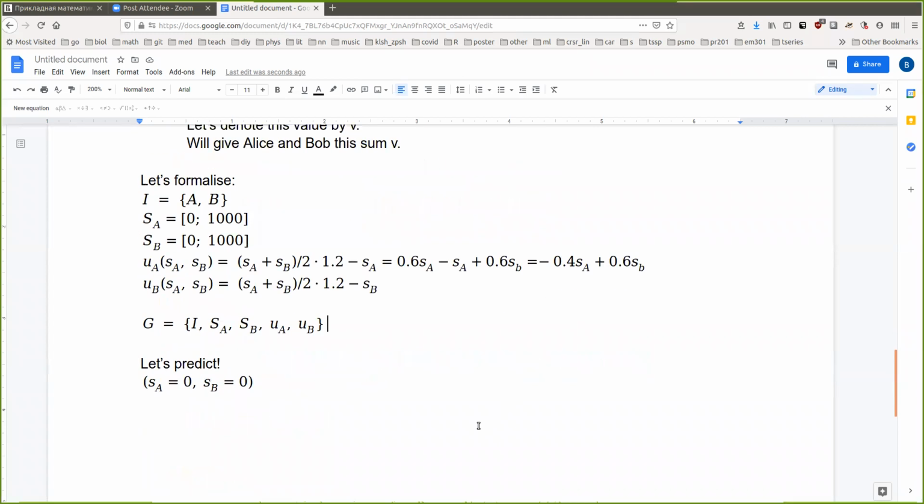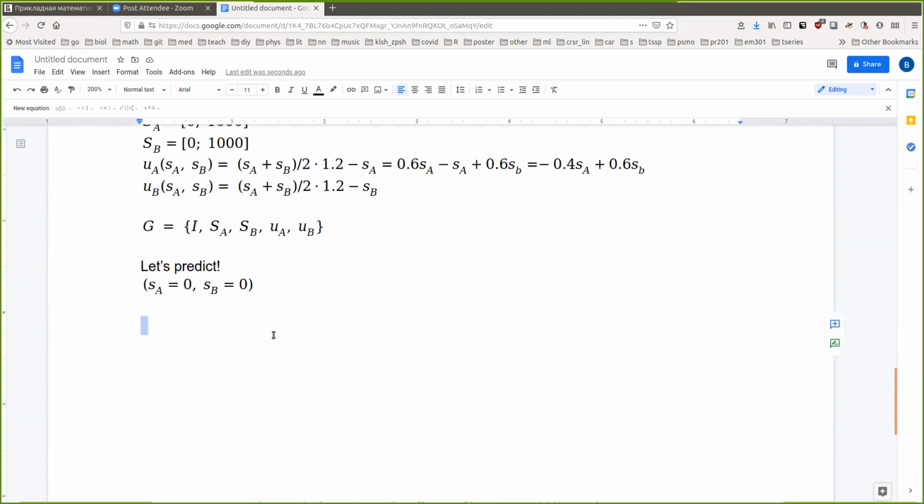Okay, so now let's formalize the concept we need. So, second definition, some definitions.